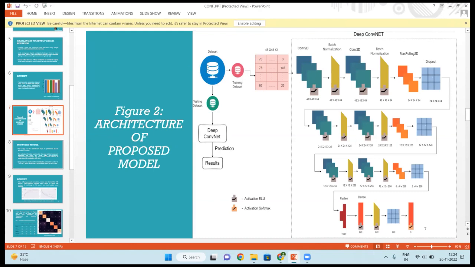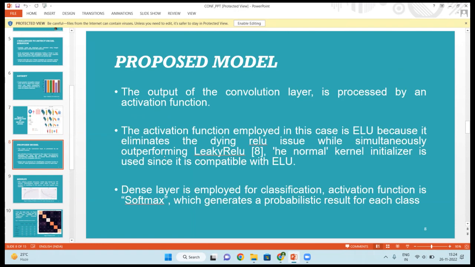please. In the figure, the architecture of the proposed model is shown. The model uses two convolution layers with batch normalization in between. The input image is resized to 48 by 48 and is fed to the first convolution layer. The pooling layer is given a feature map to minimize it without losing information, to reduce overfitting. Dropout layer is used. The output of the convolution layer is processed by the ELU activation function, as it eliminates the dying ReLU issue while simultaneously outperforming leaky ReLU. Here, He normal kernel initialization is used since it is compatible with the ELU activation function.